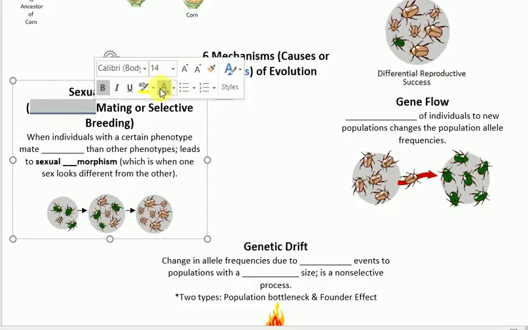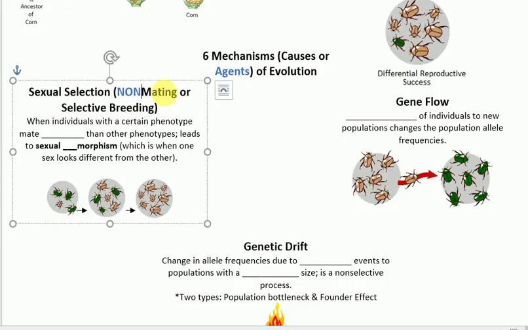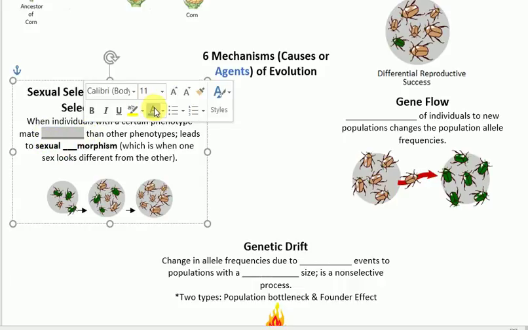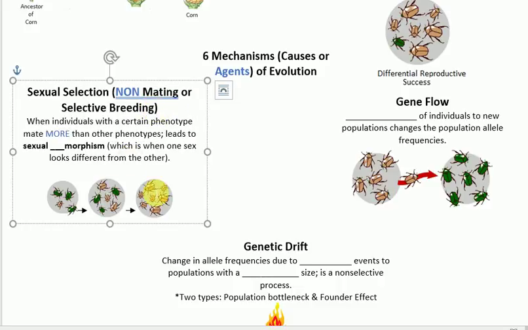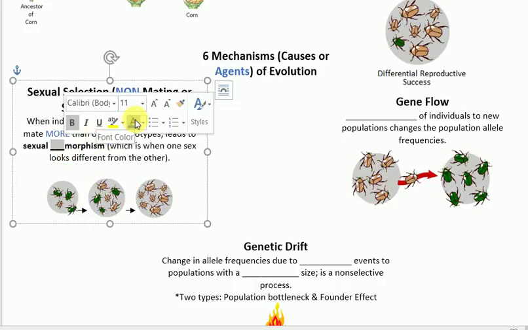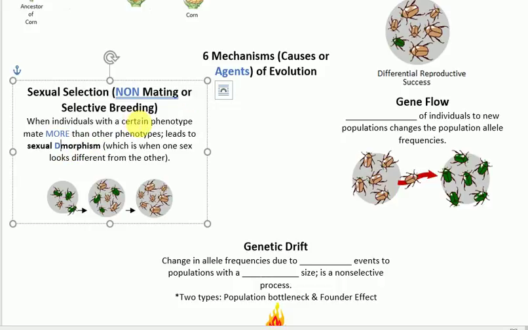Okay, the next one is sexual selection. And sexual selection is non-random mating or selective breeding. So what this means is that when individuals with a certain phenotype mate more than other phenotypes, it's basically going to lead to what is called sexual dimorphism. And this is when one sex looks different from the other. And here's an example. You can see these phenotypes, and this is what we end up with.